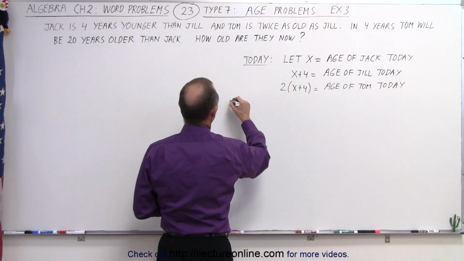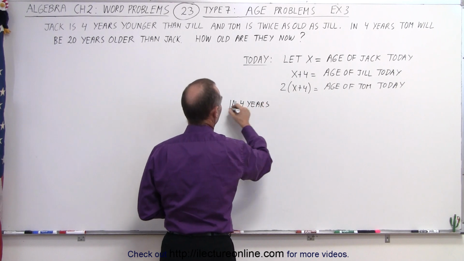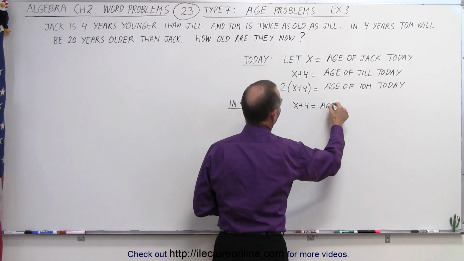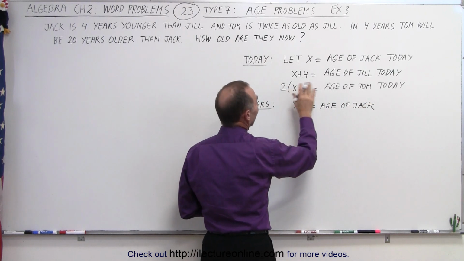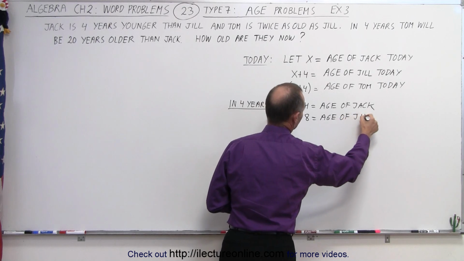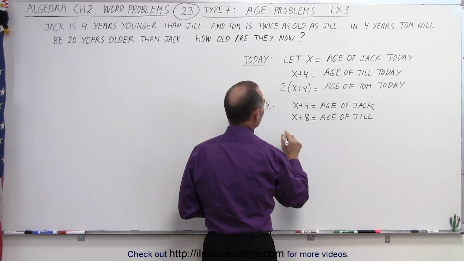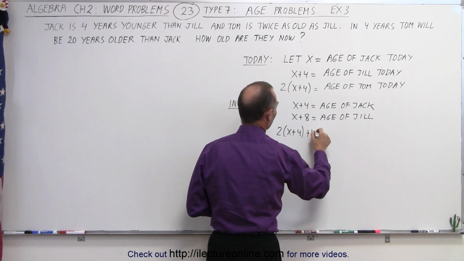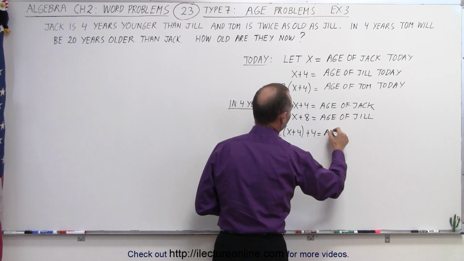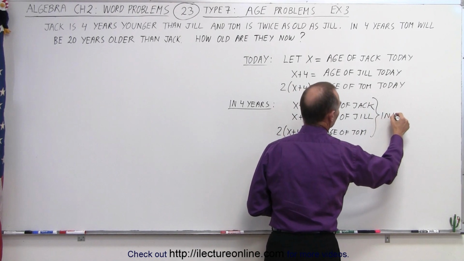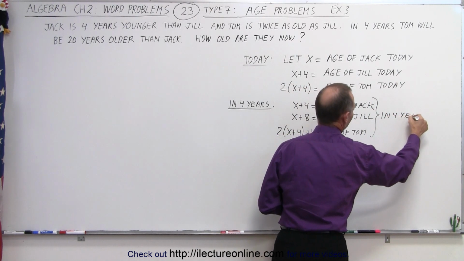In 4 years, x plus 4 will be the age of Jack. x plus 8 will be the age of Jill. And 4 more than this, which is 2 times x plus 4, equals the age of Tom. And again, this is in 4 years. We want to be very specific.